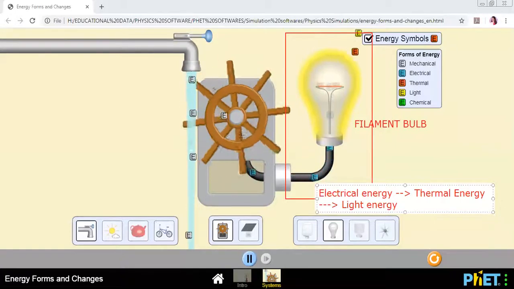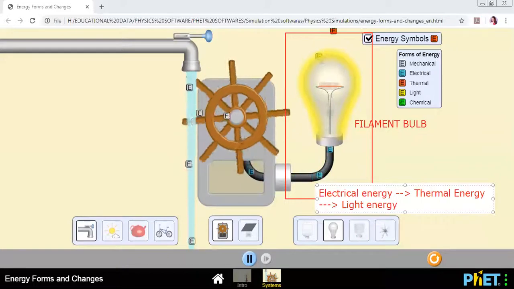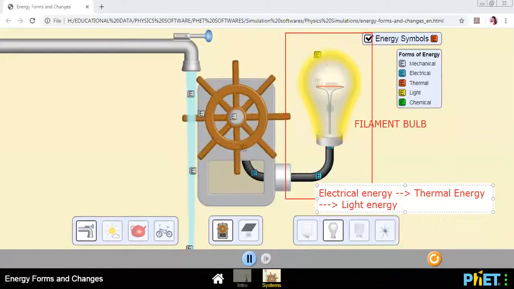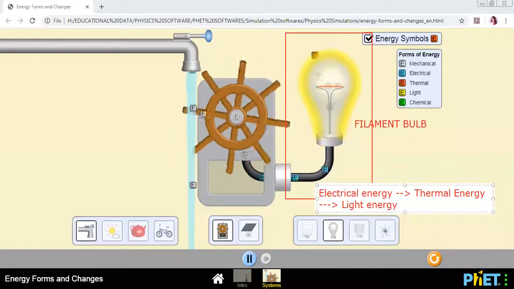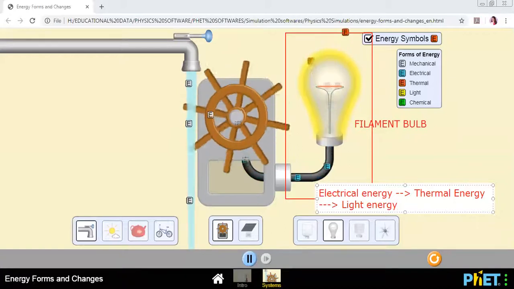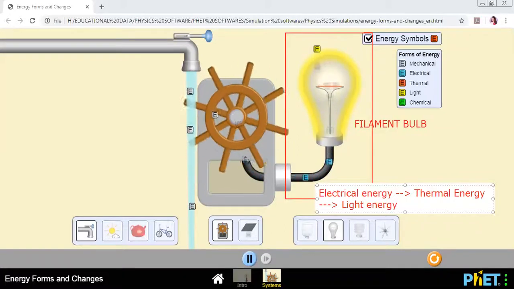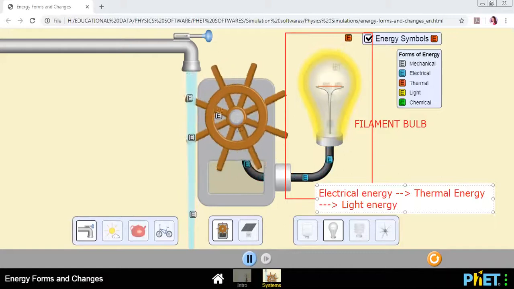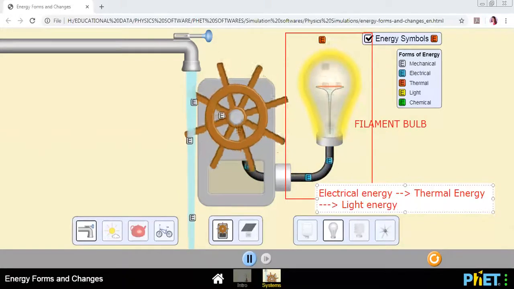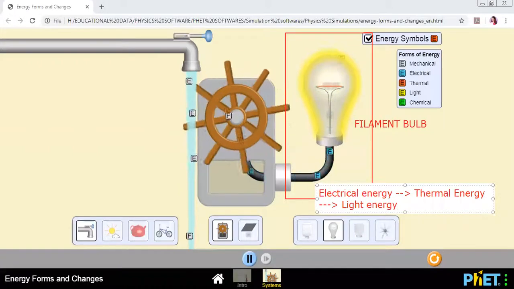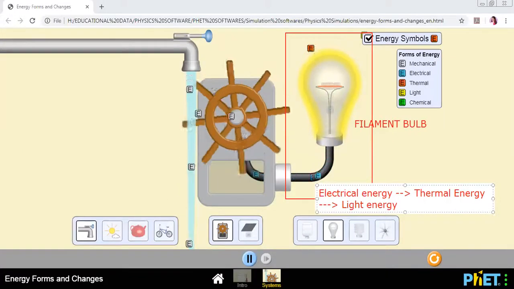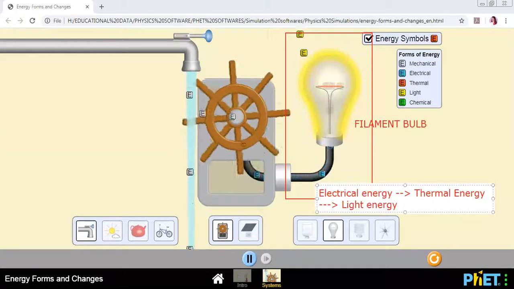But you will find if you are using a filament bulb, the electrical energy is first getting converted into thermal energy, and the thermal energy is getting converted into light energy. Due to that, you will find that this efficiency is very less. The efficiency of a filament bulb is around 40%. What's the efficiency of a filament bulb, beta? It is around 40%. Why is it so?